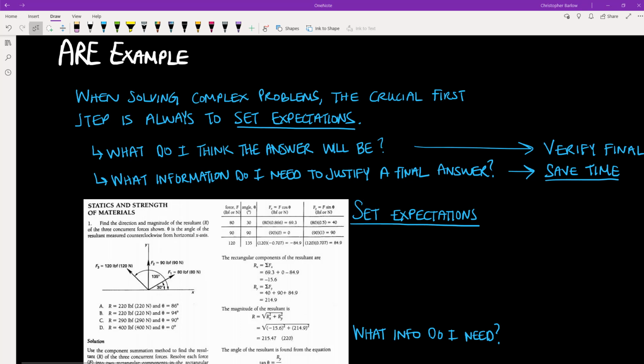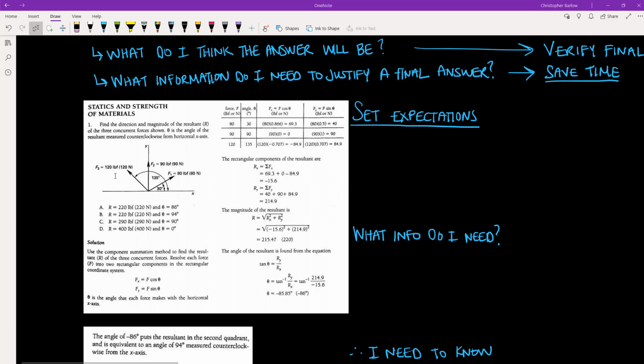So the question may have all sorts of routes that you can take to the final answer, but there may be shortcuts along the way that, as long as you know this little bit of information, that's enough to justify a final answer. And you don't need to solve the rest of the problem through. And indeed, that's exactly what you'll find with this problem here. So, this problem states, find the direction and magnitude of the resultant of the three concurrent forces shown. Theta is the angle of the resultant measured clockwise from horizontal x-axis.